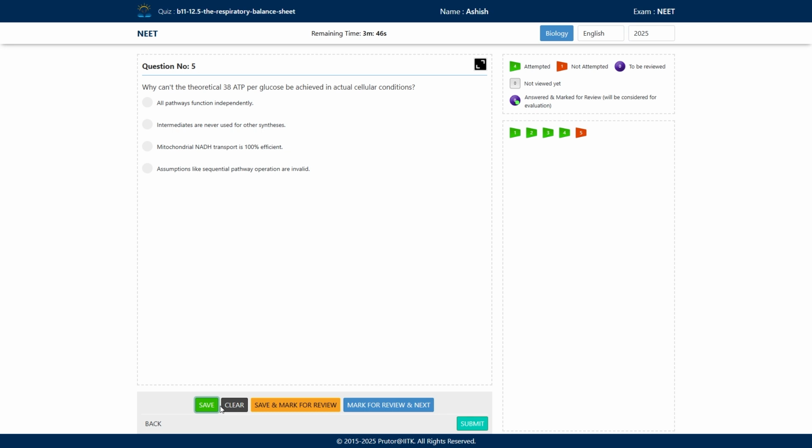So why isn't the theoretical 38 ATP per glucose molecule achieved? Because assumptions like sequential pathway operation are invalid. Because in case of actual cellular conditions, mostly the pathways are simultaneous rather than sequential.